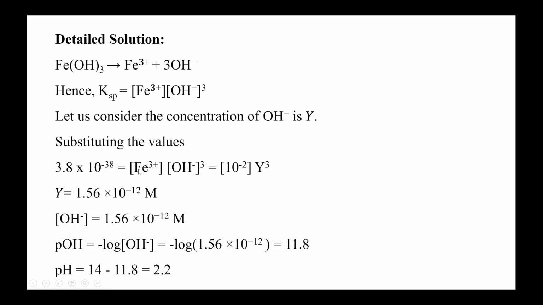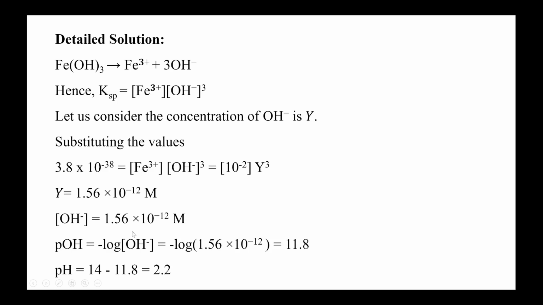Fe3+ concentration is given as 0.01 or 10 raised to the power of minus 2. So from that you can solve for OH- concentration. You first divide it by 0.01 and then you take a cube root of this. When you take a cube root, the OH- ion concentration will be 1.56 into 10 raised to the power of minus 12.